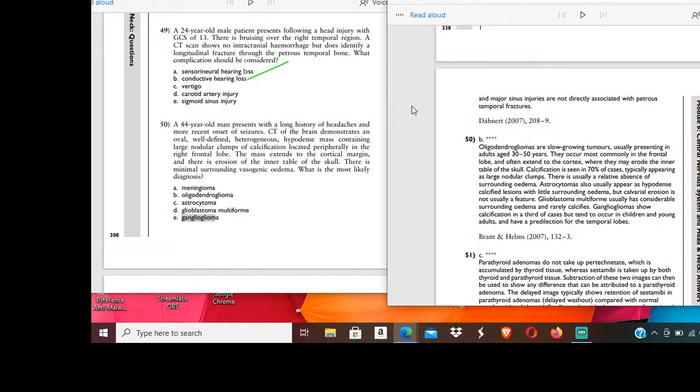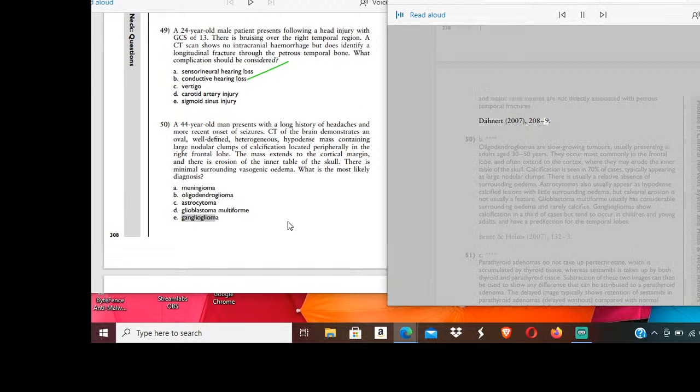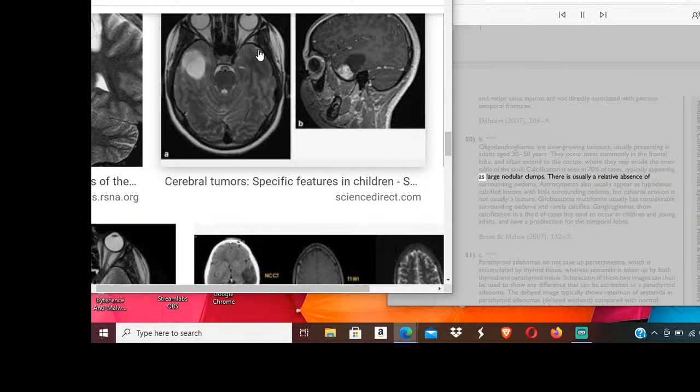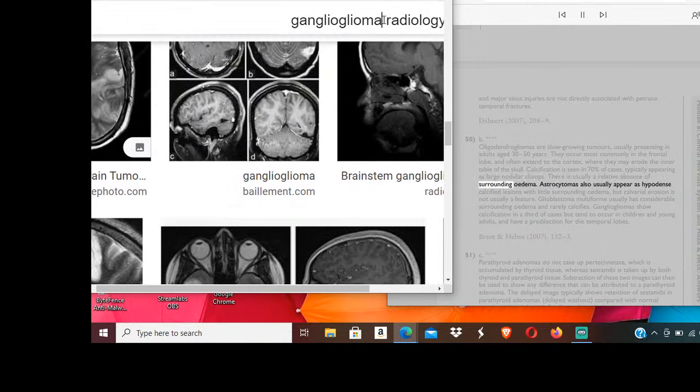50. B. Oligodendrogliomas are slow-growing tumors, usually presenting in adults aged 30-50 years. They occur most commonly in the frontal lobe and often extend to the cortex, where they may erode the inner table of the skull. Calcification is seen in 70% of cases, typically appearing as large nodular clumps. There is usually a relative absence of surrounding edema.